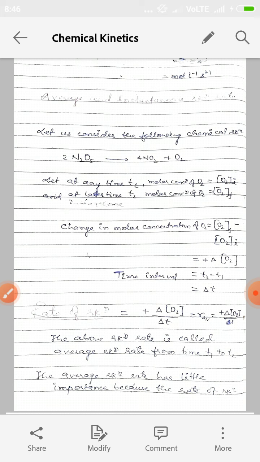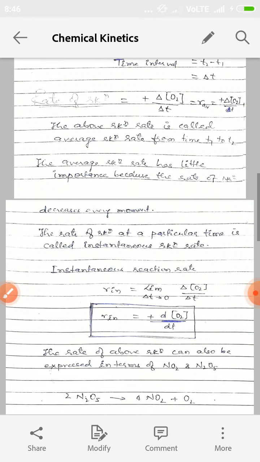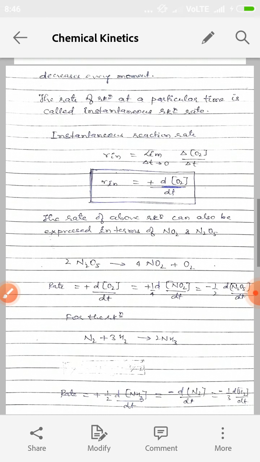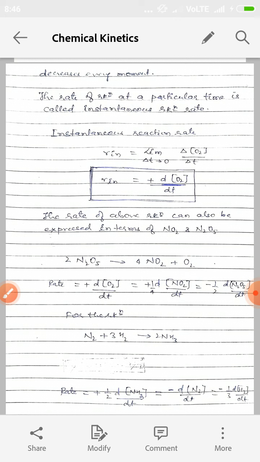Now we will discuss the rate of reaction. Rate average equals plus delta O2 by delta T. The above reaction rate is called the average reaction rate from time T1 to T2. The average reaction rate has little importance because the rate of reaction decreases every moment. The rate of reaction at a particular time is called the instantaneous reaction rate.